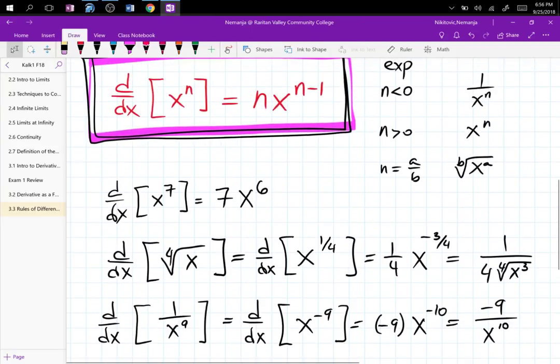So one rule covers all of these cases, and this is a very useful and very frequent rule. Most of your functions are there. You have polynomials floating around your math problems.